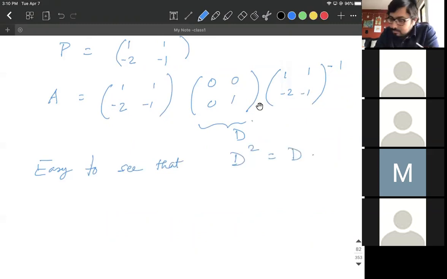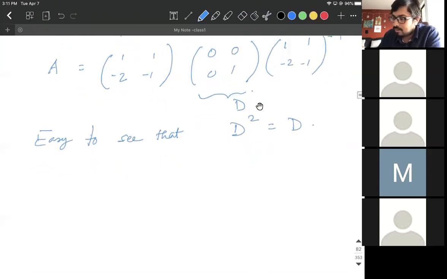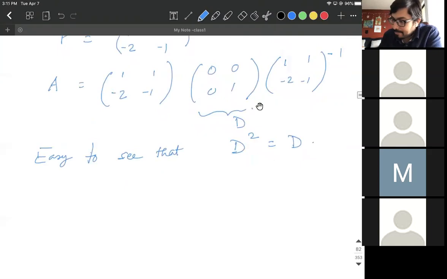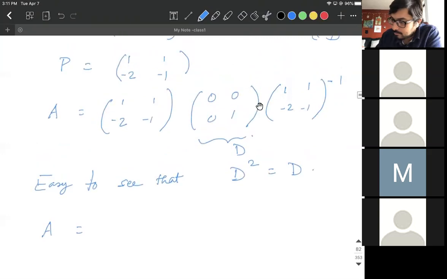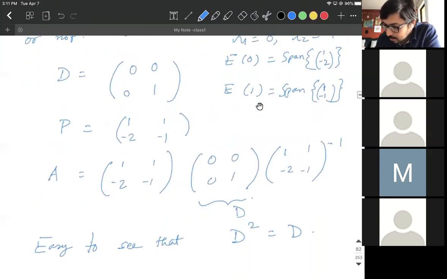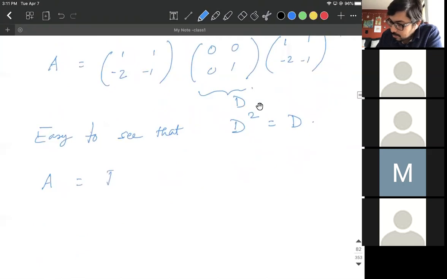Right, so D square is D because it's a diagonal matrix and the diagonal entries satisfy similar properties. So any power of D gives you back D, okay? So then what you can write is the following. A is P D P inverse, with this knowledge that D square is equal to D. So we can rewrite this as P D square P inverse.